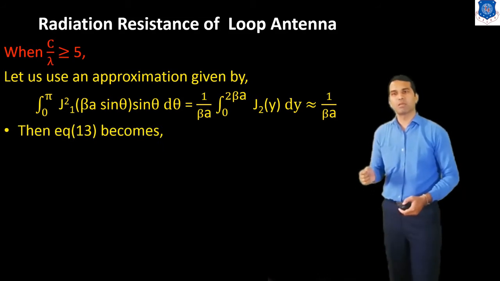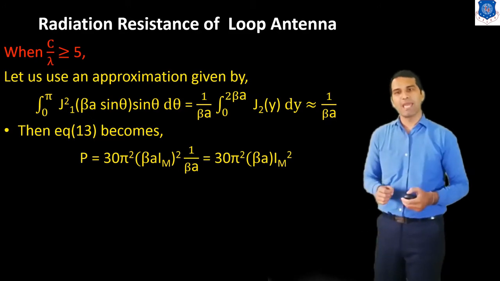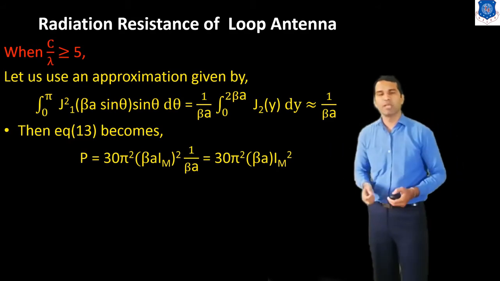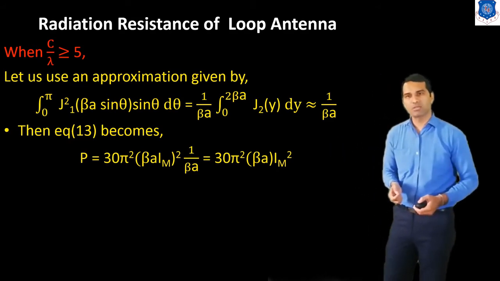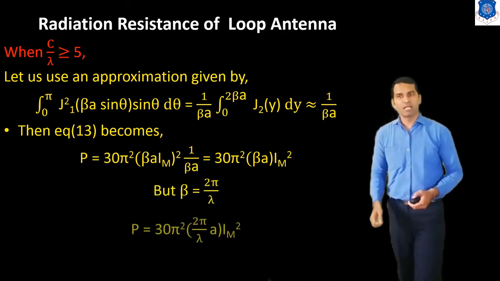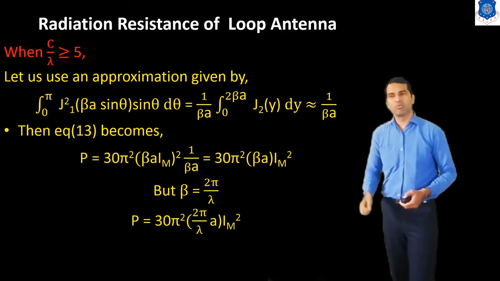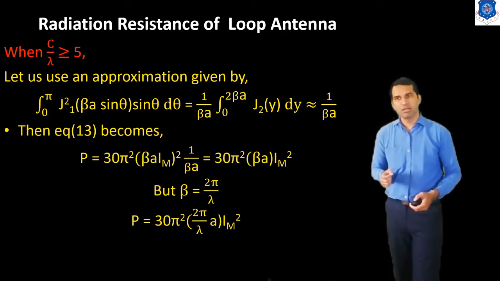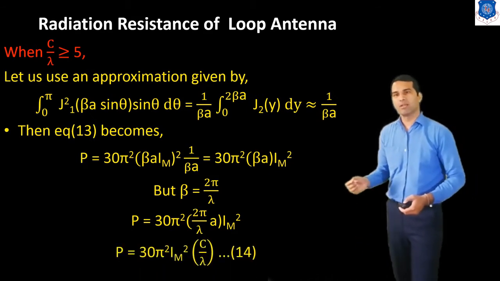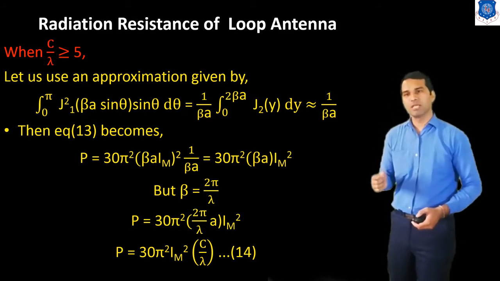So then equation number 13 becomes P is equal to 30 pi square beta a Im square into 1 upon beta a. So when we solve this, we get P is equal to 30 pi square beta a into Im square. But we know that beta is equal to 2 pi by lambda. So here we put the value of beta, 2 pi by lambda. So we can write P is equal to 30 pi square 2 pi by lambda a into Im square. And we can write this equation as P is equal to 30 pi square Im square C by lambda.